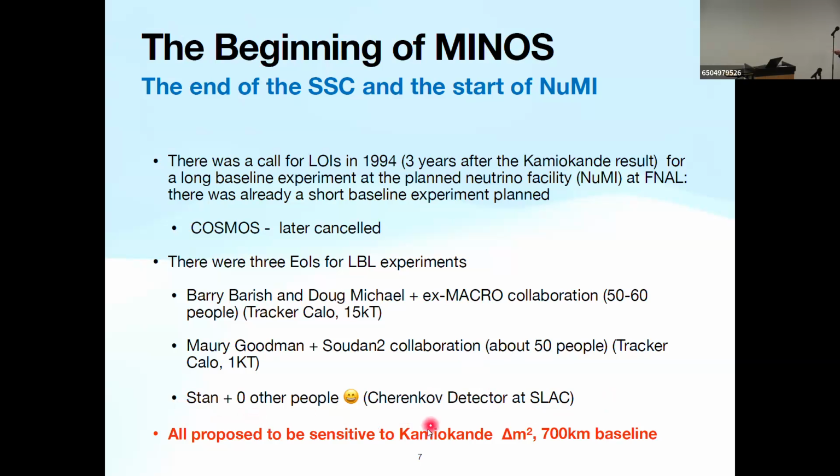And then there was Stan. He sent in a one-page EOI, basically saying, "Oh, let's do it at SLAC. We can have a Cherenkov detector, and you know, the weather's better down there or something." Anyway, it turned out that this wouldn't have been such a bad idea, actually, beyond the fact that a Cherenkov detector would have had a lot more background, and that would have been a problem. But the distance, so these other two were calling for a baseline of about 700 kilometers, and Stan's was more like 1,300 kilometers, and actually that would have been quite good.